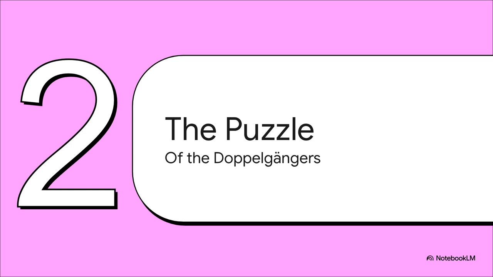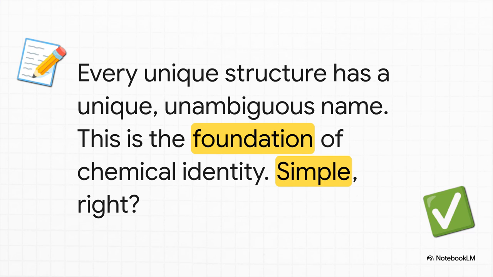Okay, so just when we think we've got this whole identity thing figured out with all these precise rules, chemistry throws us a curveball. We're talking a real mystery of molecular doppelgangers. So we just established this, right? This is the key point. One structure, one name. That's the foundation of chemical identity.